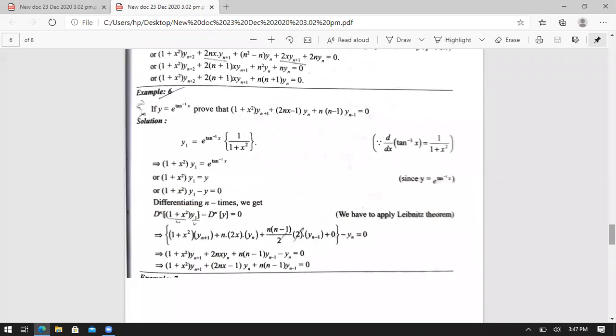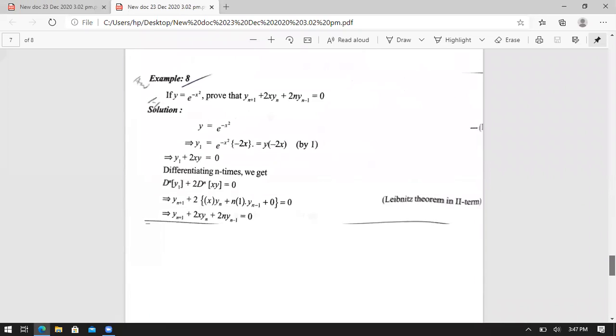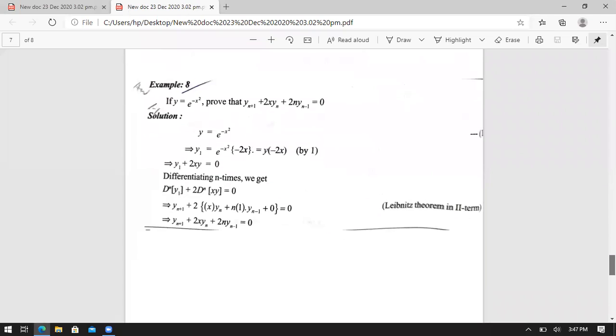Next question is there. This is also the same. You do this one. If y is equal to e to the power of minus x square, then prove that y of n plus 2 plus 2xy of n plus 1 plus 2n of y of n is equal to 0. Okay, this has only 3 steps. First you take y is equal to e to the power of minus x square. First take solution. After that y1.